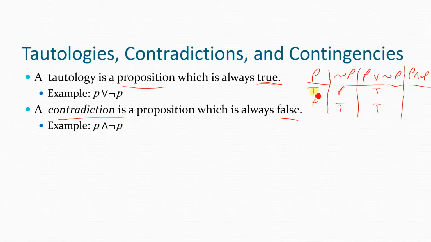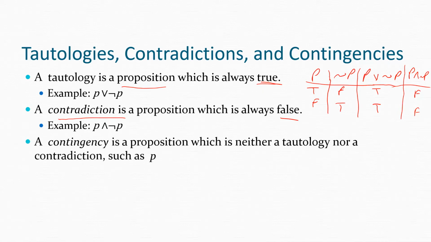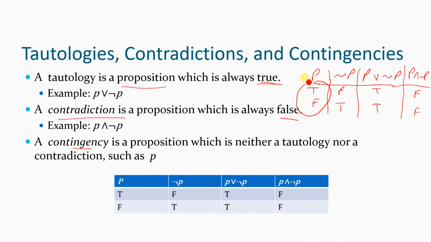Now you can see that true and false is false. False and true is again false. So P and negation P is always false. So this is a contradiction. A contingency is also a proposition which is neither a tautology nor a contradiction. That is, it may have mixed truth values. It can be true, it can be false as well. So you can see that in this table, P is a contingency. So here is the truth table for all these examples which I have already made.